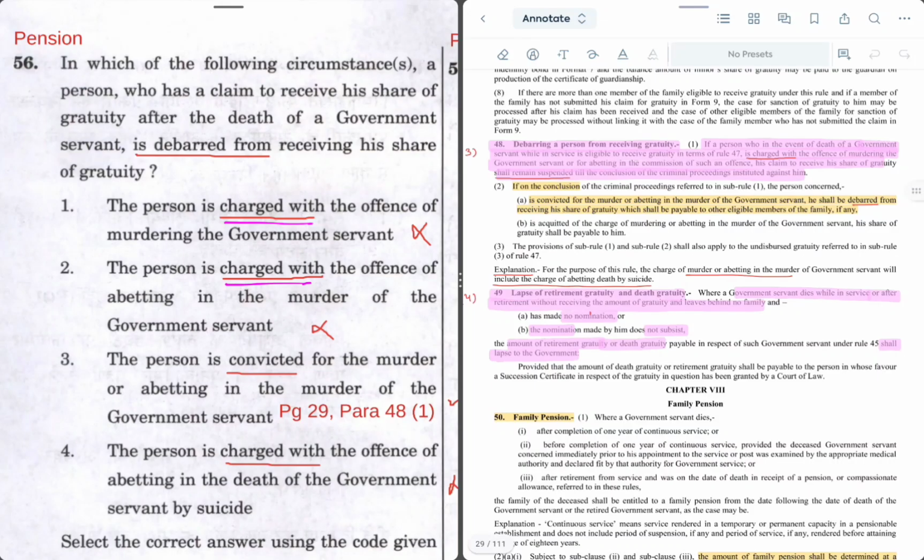Statement 3 saying a person is convicted for murder or abetting in the murder of government servant. So yes, as per subpara 2, if convicted for the murder or abetting the murder, he will be debarred. So this is true. Again, charged with abetting the death by suicide, no, suspended. जब तक कन्विक्शन नहीं होता, प्रूव नहीं होता चार्ज, he will only be suspended. So option C is the right option.